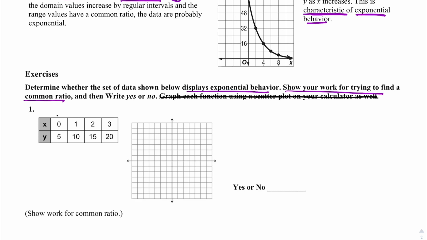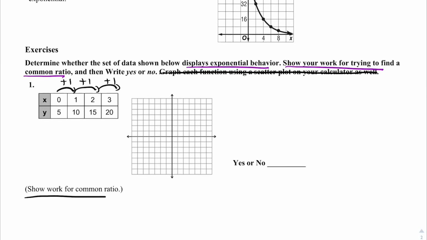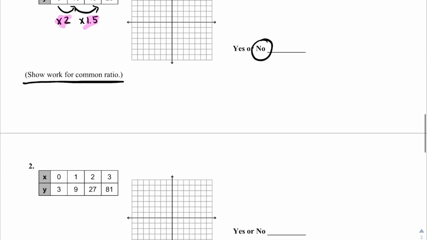If I check my domain values, it's plus 1, plus 1, plus 1. So far so good. Now I have to find a common ratio. Look at the instruction here, show work for a common ratio. So I literally just show the arrows, what I've been trying to multiply by. To get from 5 to 10, I multiply by 2. To get from 10 to 15, I multiply by 1.5. So immediately I can see that this is not the same ratio. So my answer to this question is nope. It does not display exponential behavior. That's it. Let's do the next few.